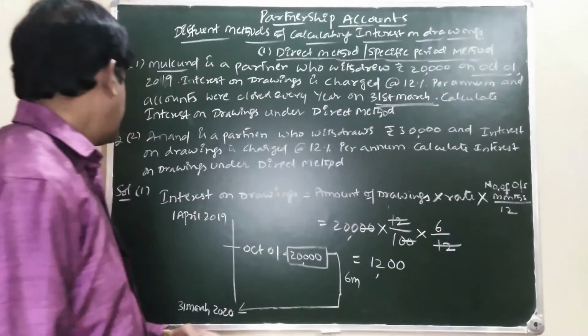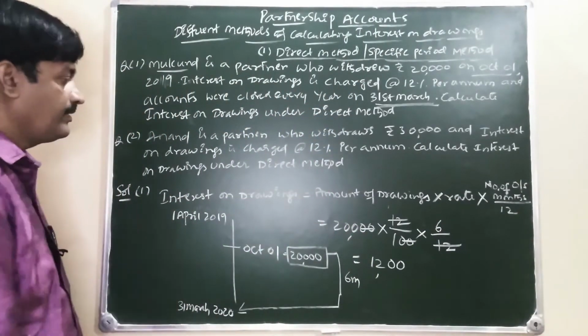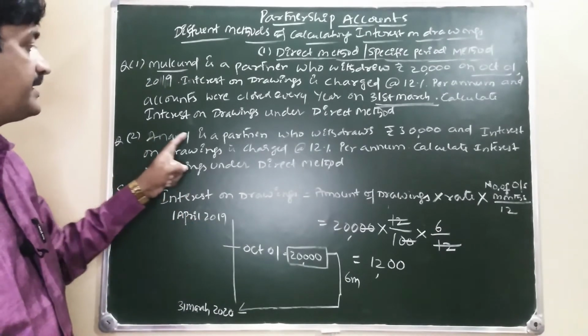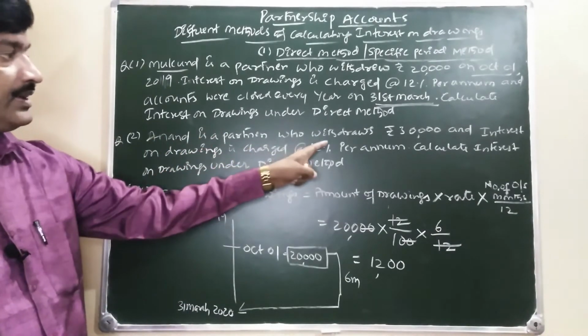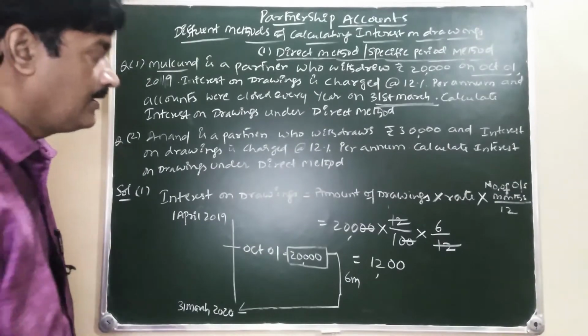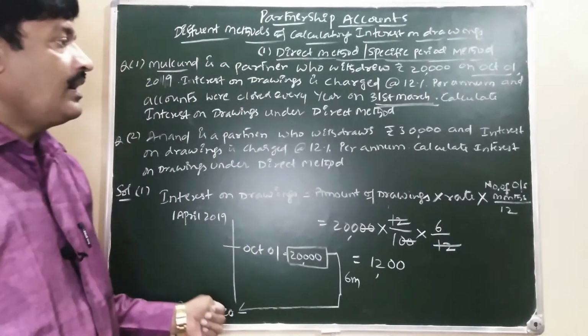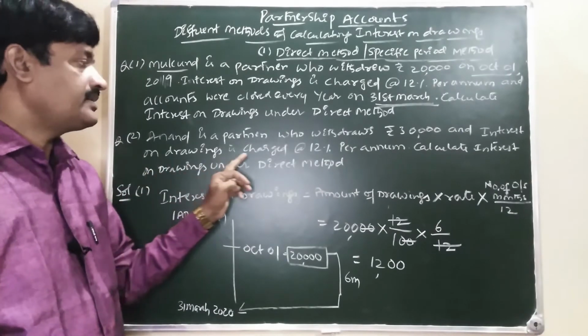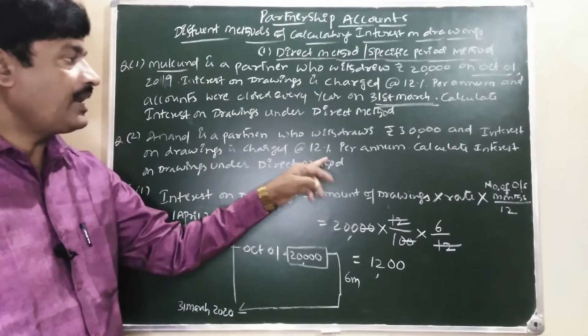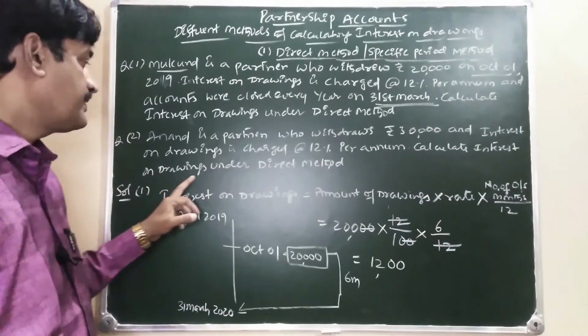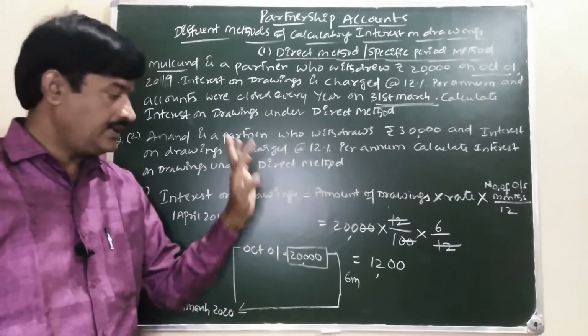Now I am moving to the second question. What is it? Anand is a partner who withdraws rupees 30,000 and interest on drawing is charged at the rate of 12% per annum. Calculate interest on drawings under direct method.